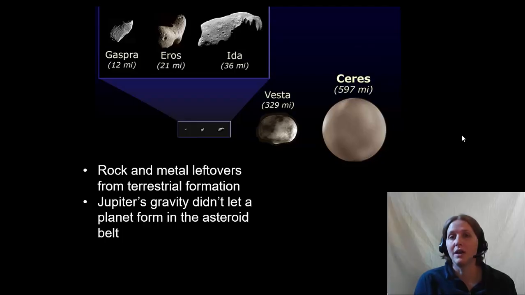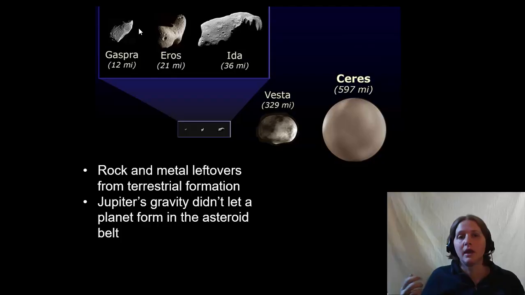All of these are leftovers from the terrestrial formation, pretty much rock and metal. Most of these leftovers are probably so small that they never underwent differentiation. The metals probably never all sank to the center. And most of them are so small they have very weak gravity. For example, you'd only weigh about 2 ounces on Eros.